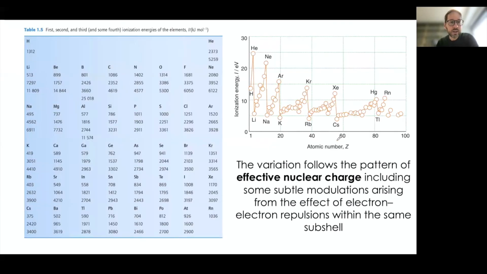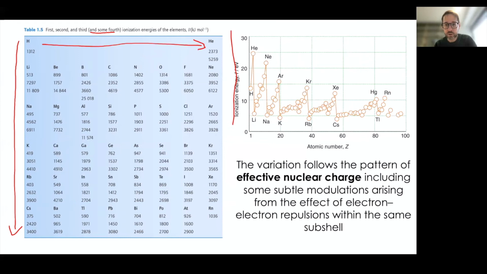So here is some data for the first, second, third, and in some cases, fourth ionization energy for the different elements. Here we have the values down a group and across a period. And here is another way to represent these trends for the different periods of the periodic table.